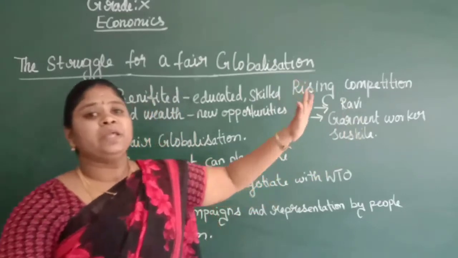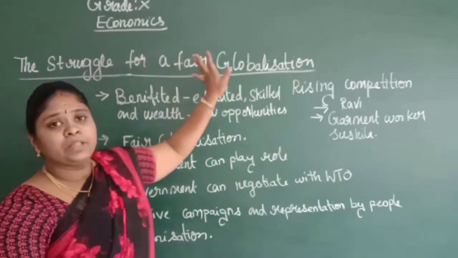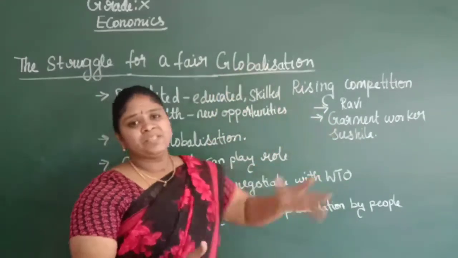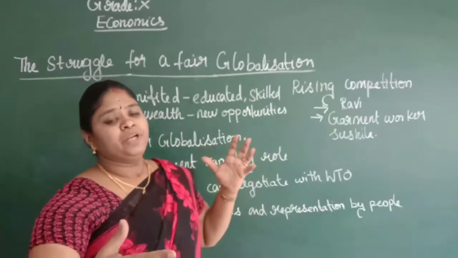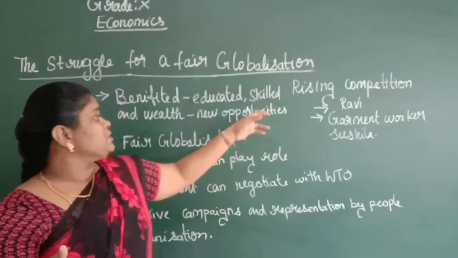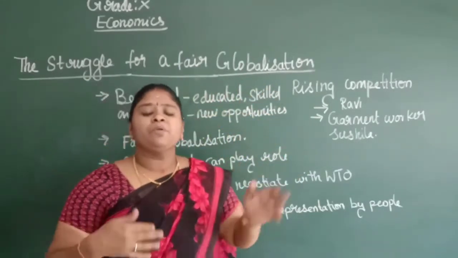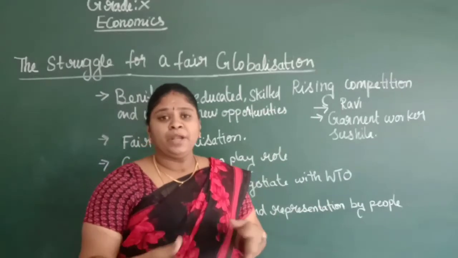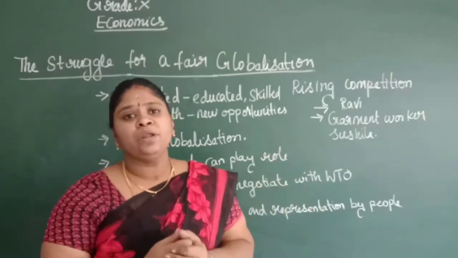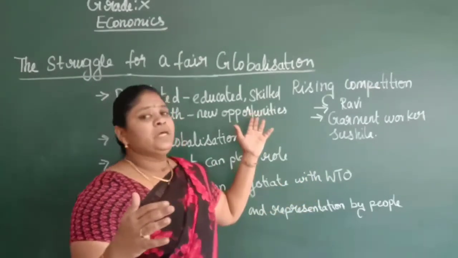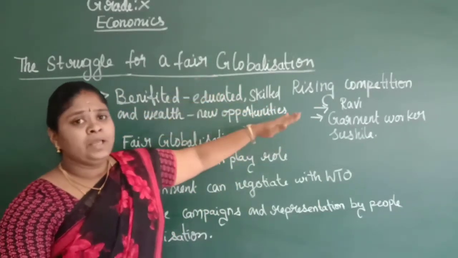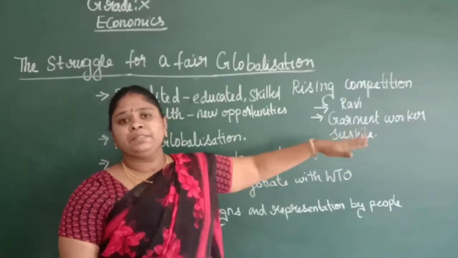So for that, we are getting into the topic of the struggle for fair globalization. How can the struggle happen? You see, when globalization started, it was benefiting only a few sections of society. That is, educated people, skilled persons, and wealthy people were provided with a lot of opportunities to enter the global level, to have good connections and improve their own economic condition. Then it stopped there itself. It did not provide any importance for the workers or the industrialists.